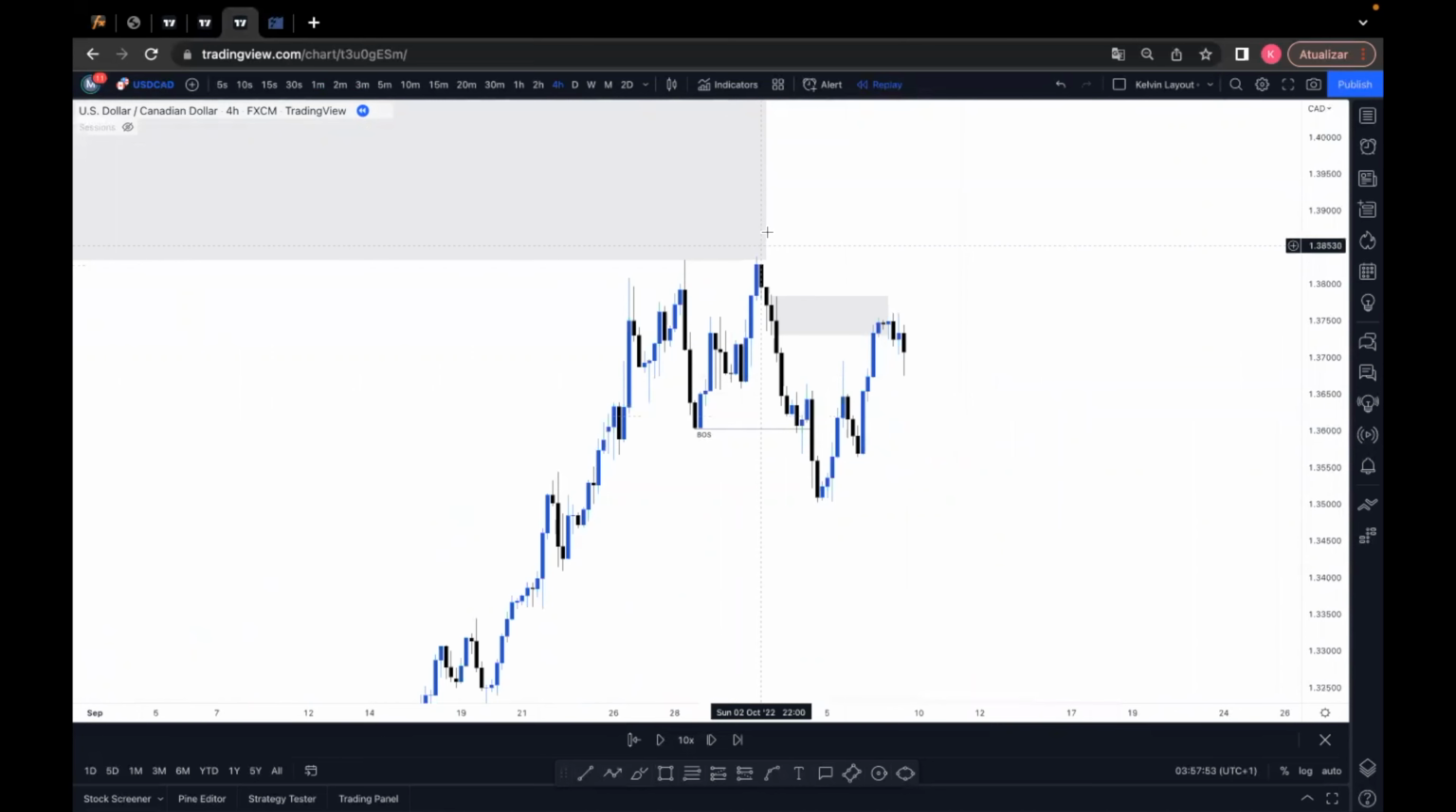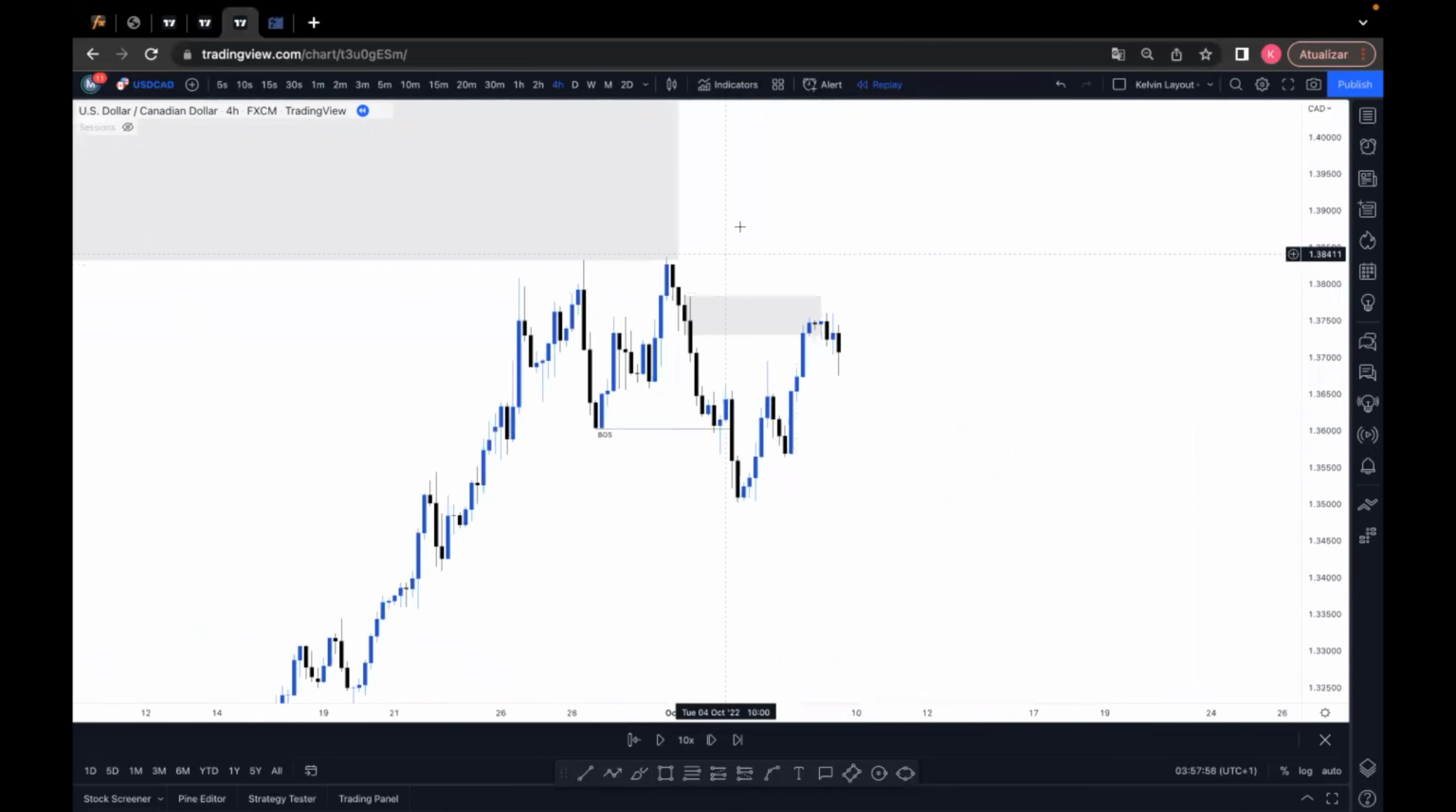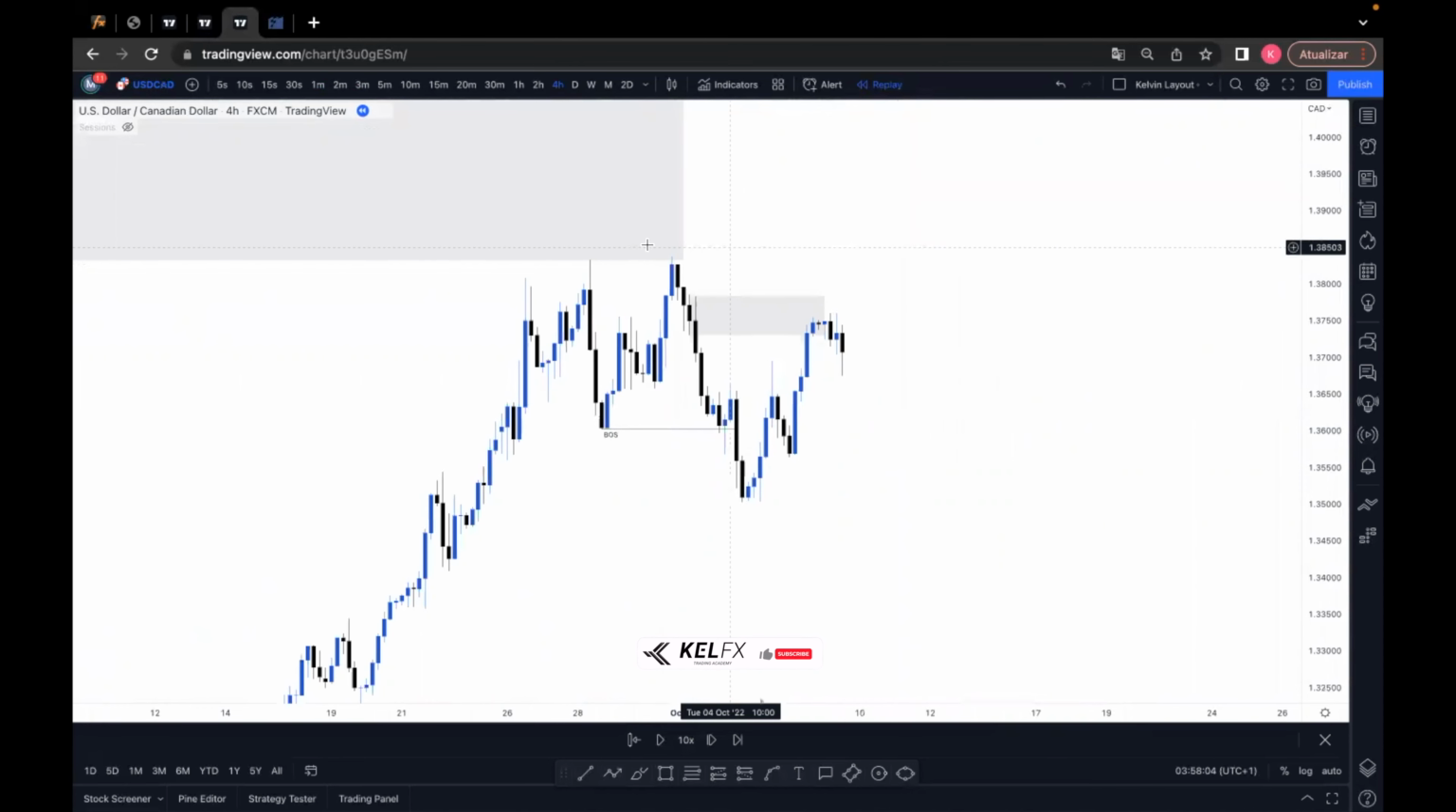So price right here pretty much just tapped a weekly supply zone, right? When it comes to weekly supply zones, I will always recommend to wait for a daily or 4-hour change of character. So price got here, we had a 4-hour change of character.